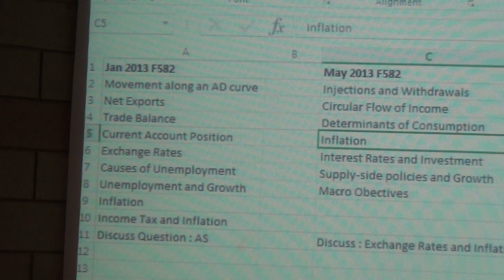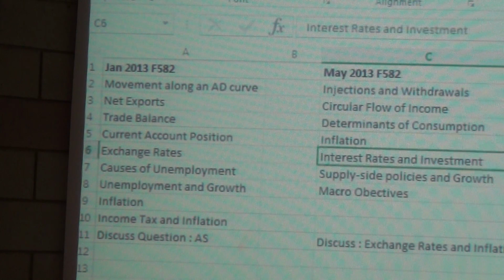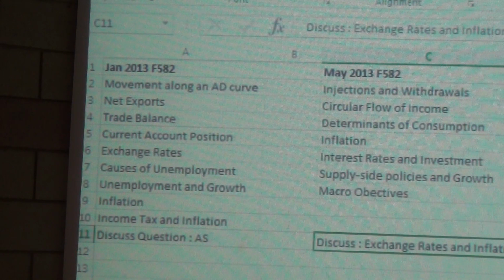The next set of questions was on interest rates and investment. What was the relationship between the two? There was something on supply side policies and how they would stimulate growth, and then something on the macroeconomic objectives. Remember, the macroeconomic objectives are economic growth, low unemployment, low and stable inflation, and a favourable trade balance. And then finally, the discussion question, the 18 marker, was on exchange rates and inflation. Quite a nice question, but quite a tricky question as well.